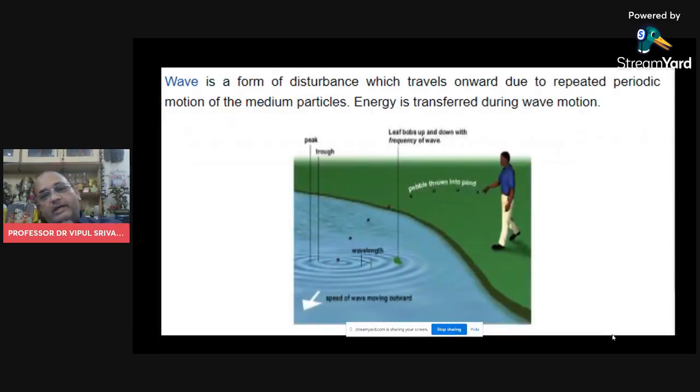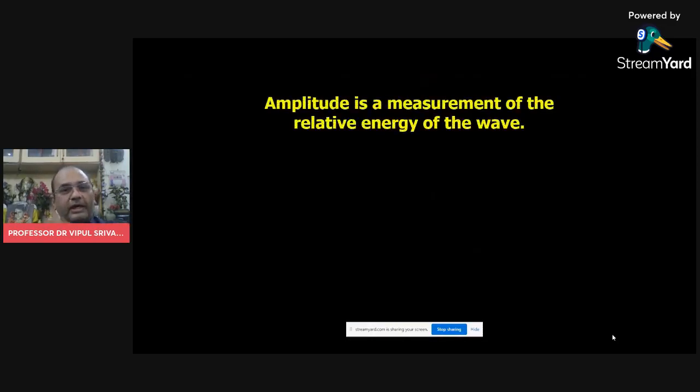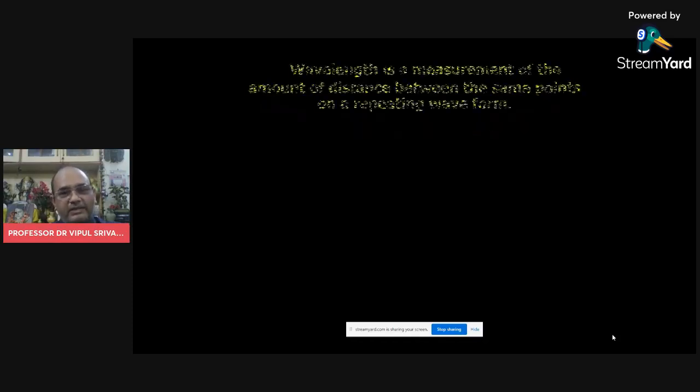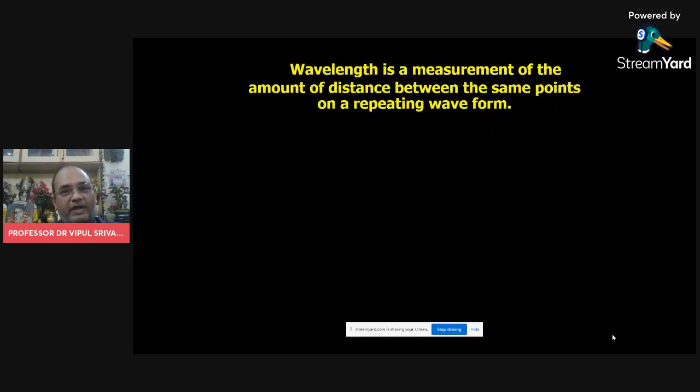If you see this diagram, a wave is a form of disturbance which travels onwards due to repeated periodic motion of the medium particles, and energy is transferred during this wave motion. So this is what a wave and a wavelength are. Another little bit of physics diagram which is very popular, I want to show you here. There are certain things we need to know. Amplitude is a measurement of the relative energy of the wave. The next is wavelength, a measurement of the distance between the same points on a repeated waveform.